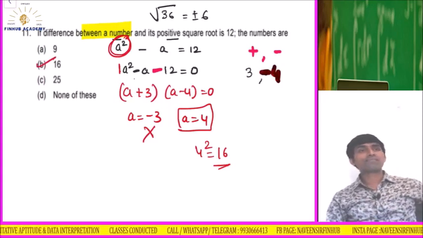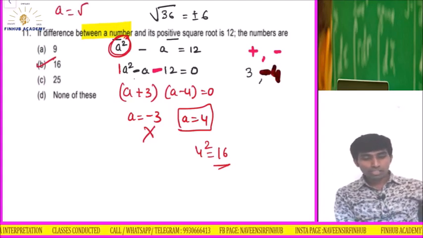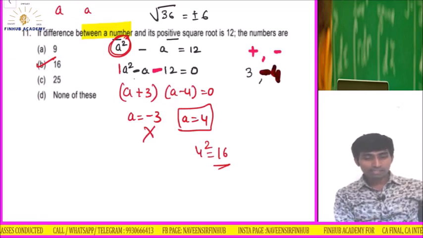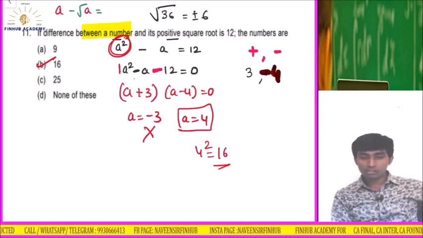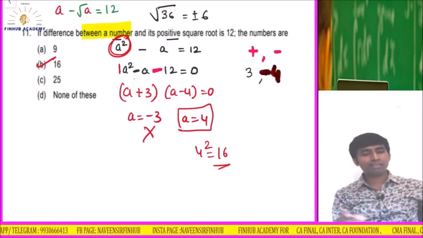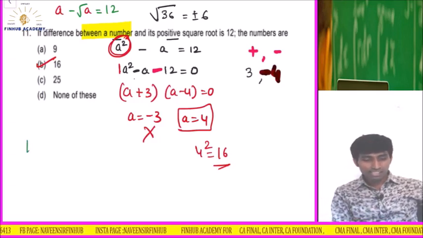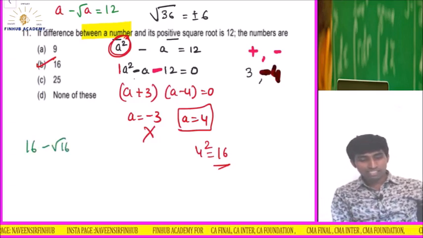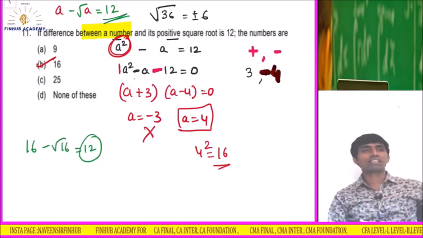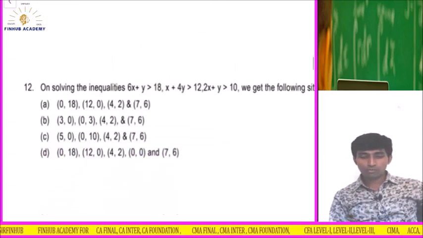So this is the safest method. Or else you can do it like this also. a minus root a is equals to 12. Understood? And substitute the number: 9 minus root 9, check whether you are getting 12. 16 minus root of 16 is how much? 12, which is equals to the right hand side. So the answer is 16. Like this, substitution also can be done. Obviously, equations we have solved fully using substitution.